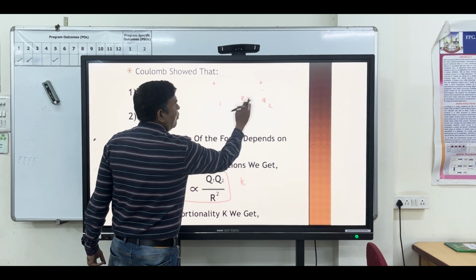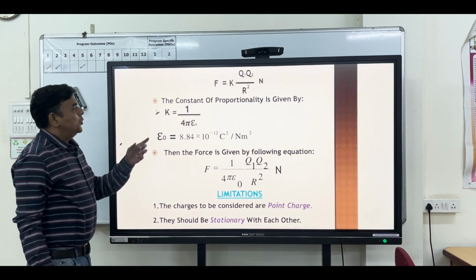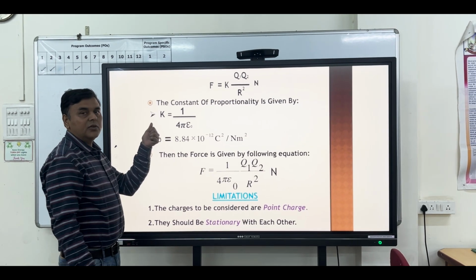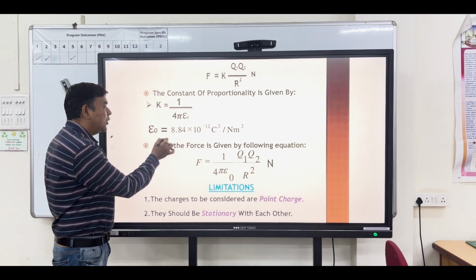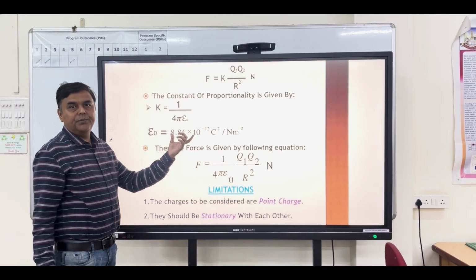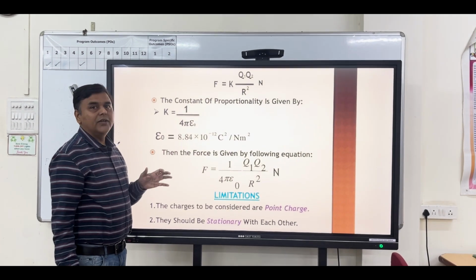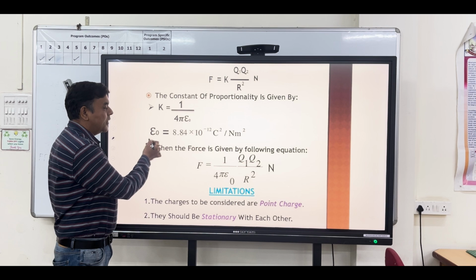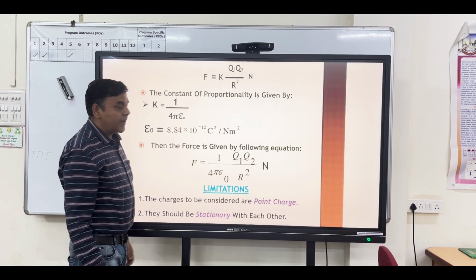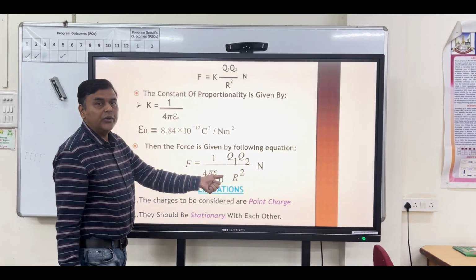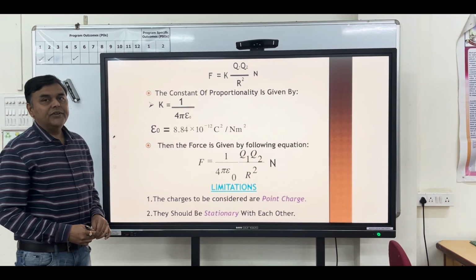We will see how it will depend on the media. So for this, we have to consider the constant of proportionality K as 1 upon 4 pi epsilon 0, where epsilon 0 is the permittivity of free space and the value of epsilon 0 is 8.84 into 10 raised to minus 12. So after substituting the value of epsilon 0, the formula is slightly modified as F is equal to 1 upon 4 pi epsilon 0 Q1 Q2 upon R square, and the unit of force is Newton over here. But there are certain limitations of Coulomb's law.